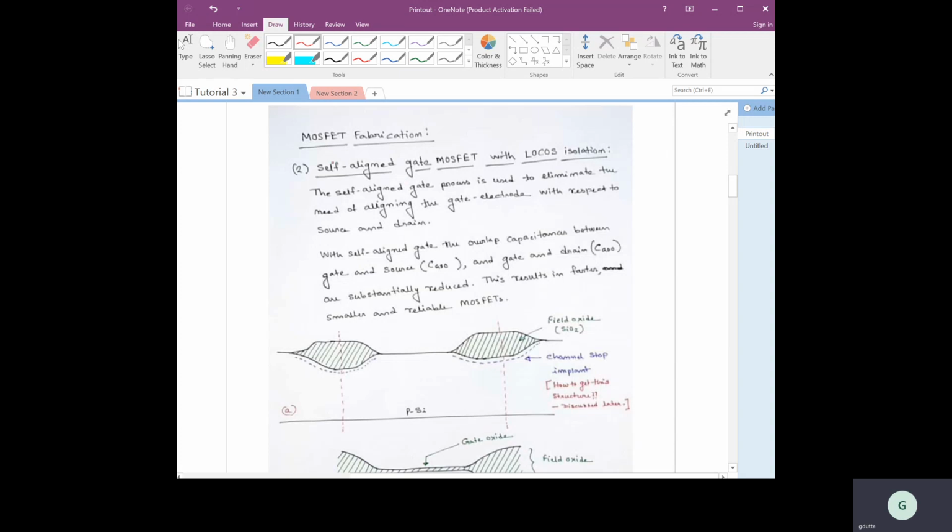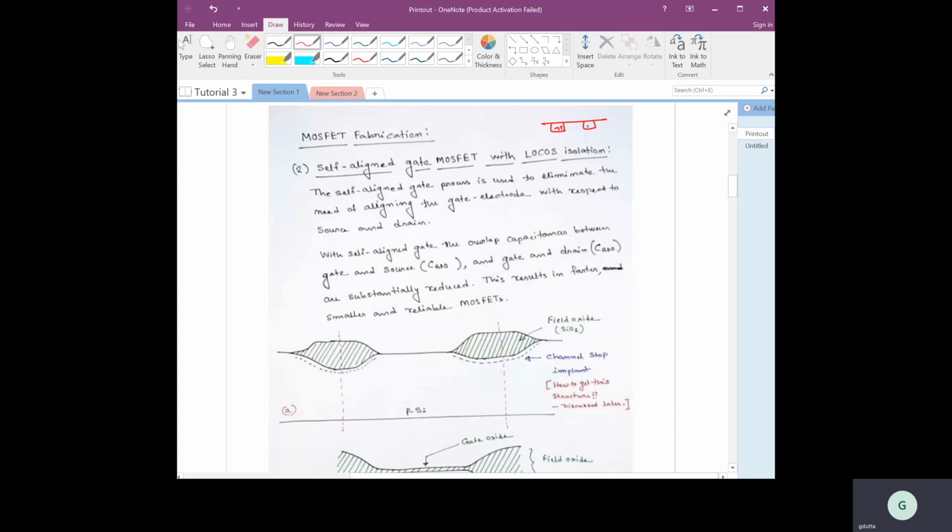So here you can see this MOSFET fabrication using a self-aligned gate MOSFET, right? In addition, you can also see it is written with LOCOS isolation. What is LOCOS? We will see a bit later in today's class. Just for your information, LOCOS stands for local oxidation of silicon. Obviously you understand from this term that it has been used to isolate one device from the other device. So for example, you have a MOSFET like this, right?